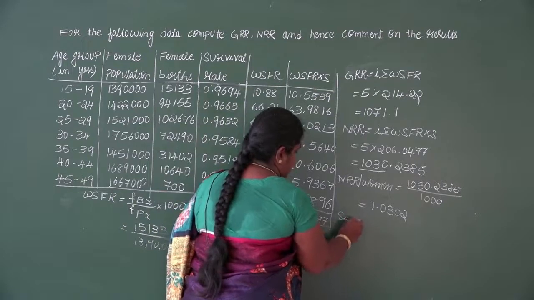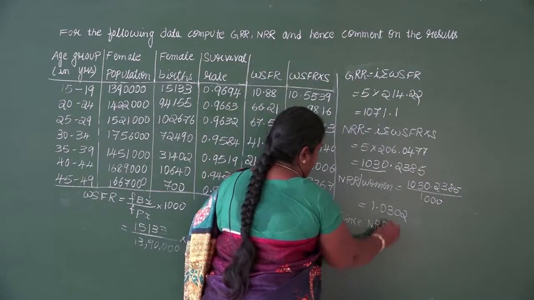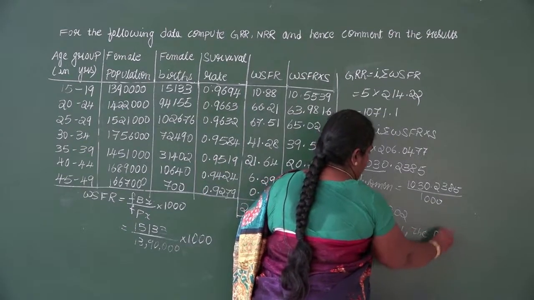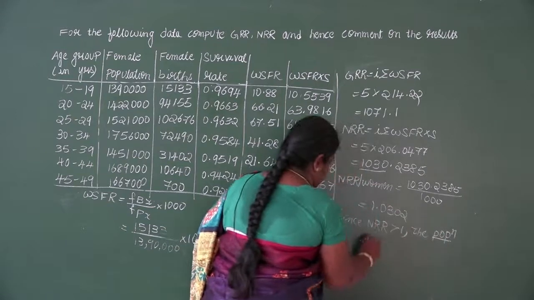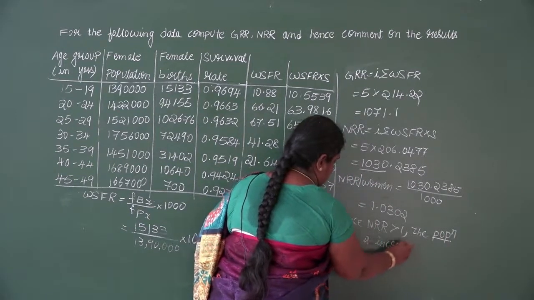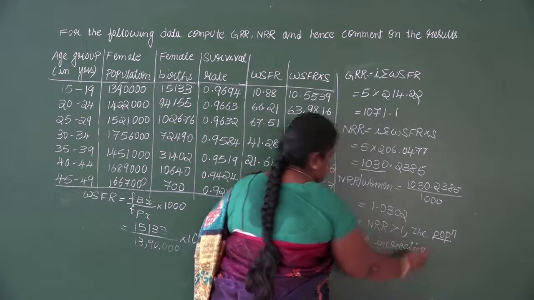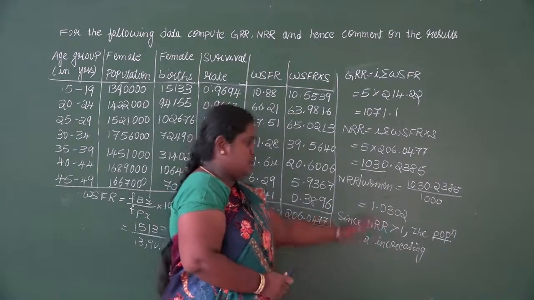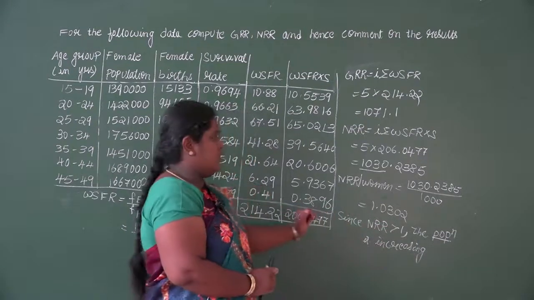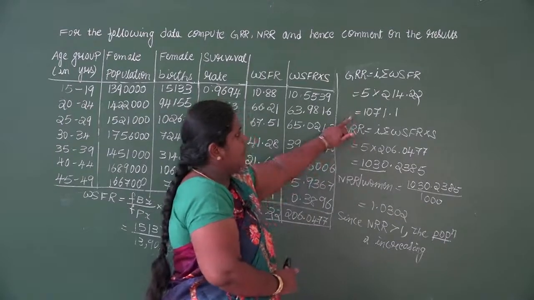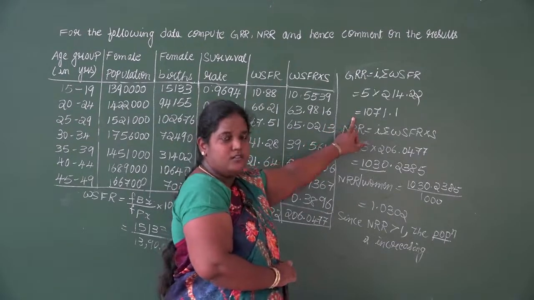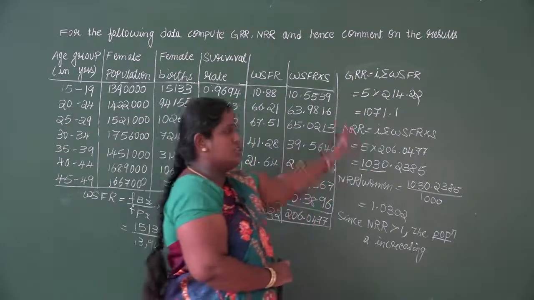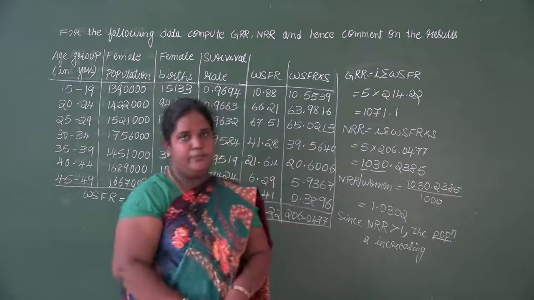Since your NRR value is more than 1, whenever NRR is more than 1, the population will be increasing. So here it is more than 1, so the population is increasing. In the previous problem, the NRR value was less than 1, so the population was decreasing, but in this it is increasing. And if you compare the GRR, whether you give the conclusion based on GRR or NRR for this particular problem, in both cases it will be increasing.